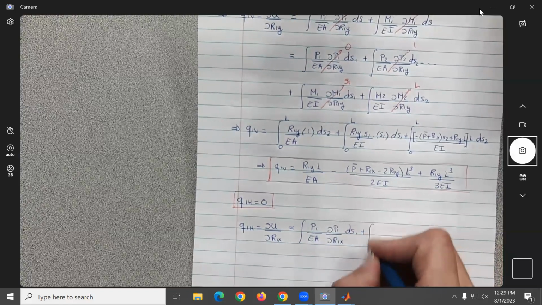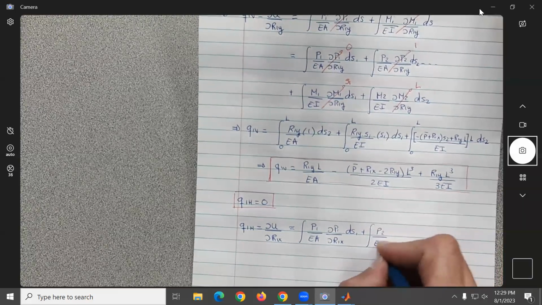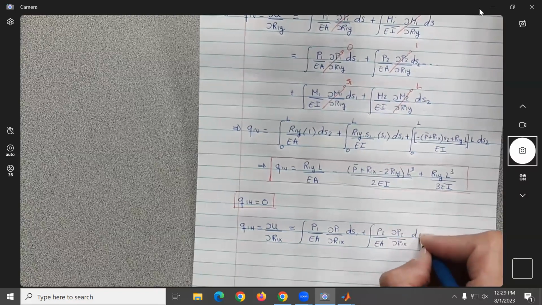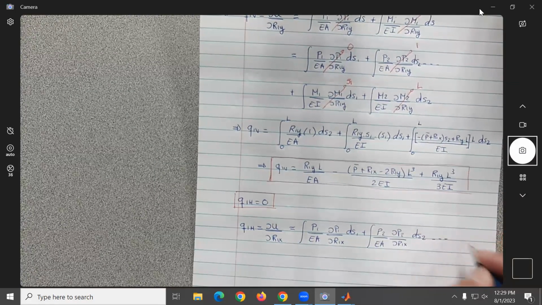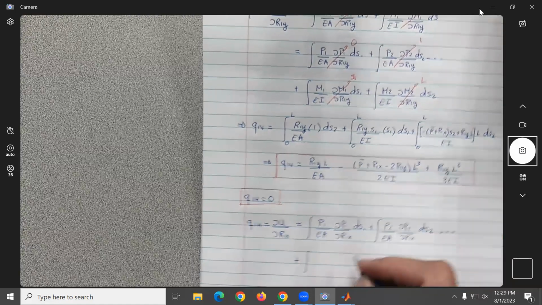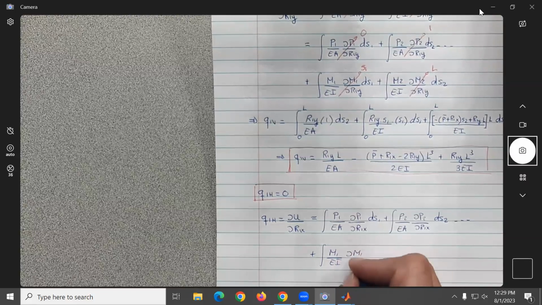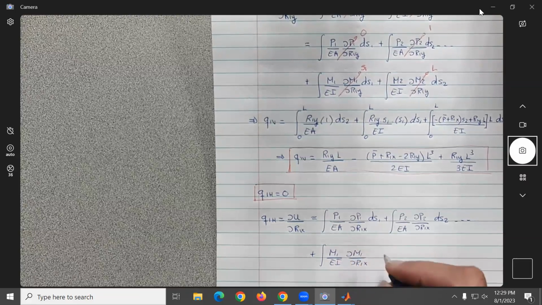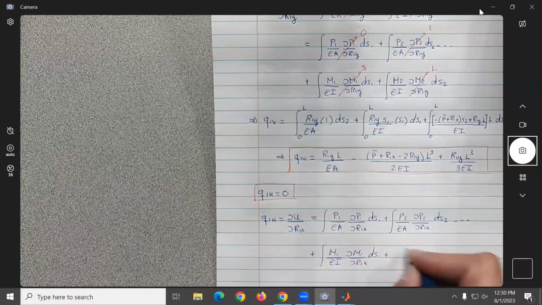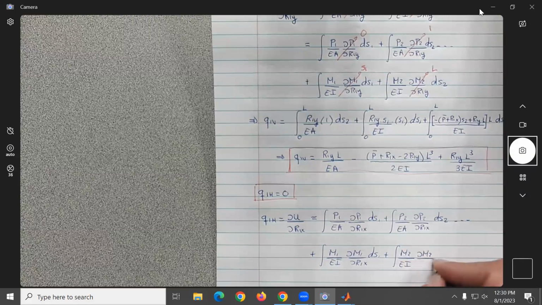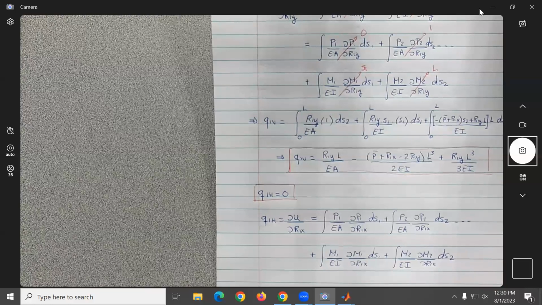PS1 plus partial P2 over EA partial P2 R1X PS2 plus integral of M1 over EI partial of M1 partial R1X DS1 plus partial of M2 over EI partial M2 partial R1X DS2.